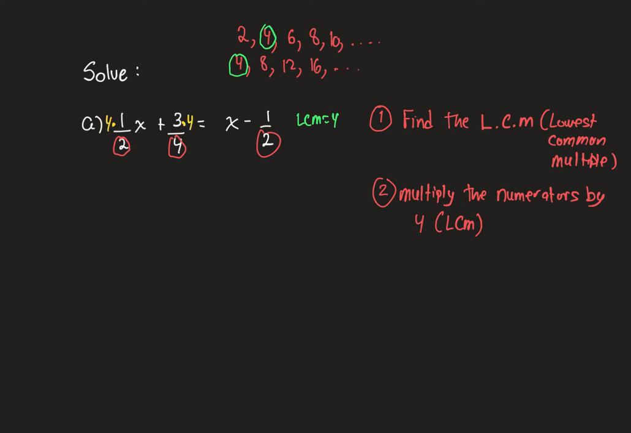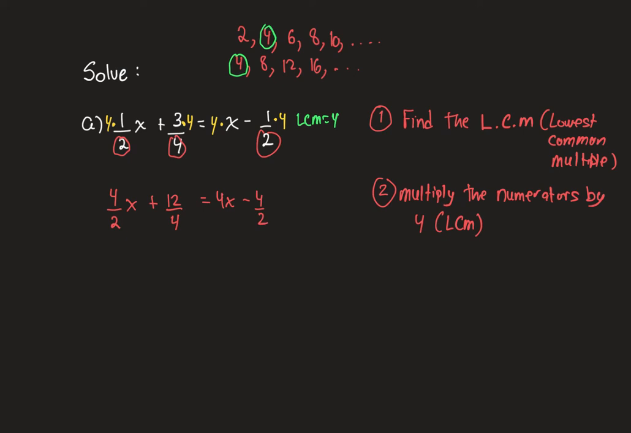And here's where people make a common mistake. You can't forget this other term here, even though it doesn't have a fraction. You multiply this by 4 still. And this by 4. So when you do that, you're going to have 4 over 2x plus 12 over 4 is equal to 4x minus 4 over 2.